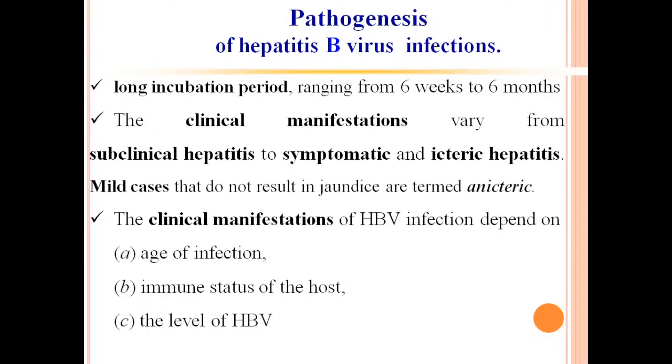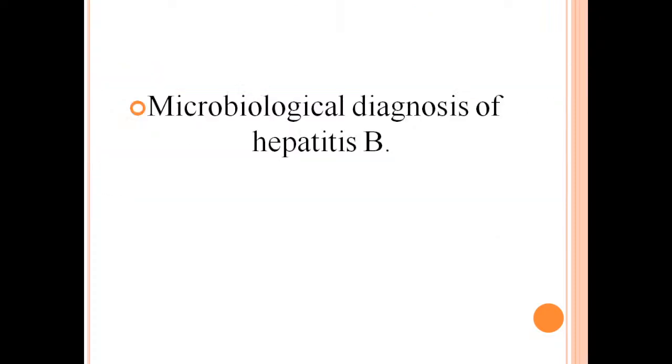Mild cases that don't result in jaundice are termed anicteric. I also said about it. Clinical manifestations of hepatitis B virus infection depend on the age of infection, the immune status of the host, and the level, the amount, of hepatitis B virus.